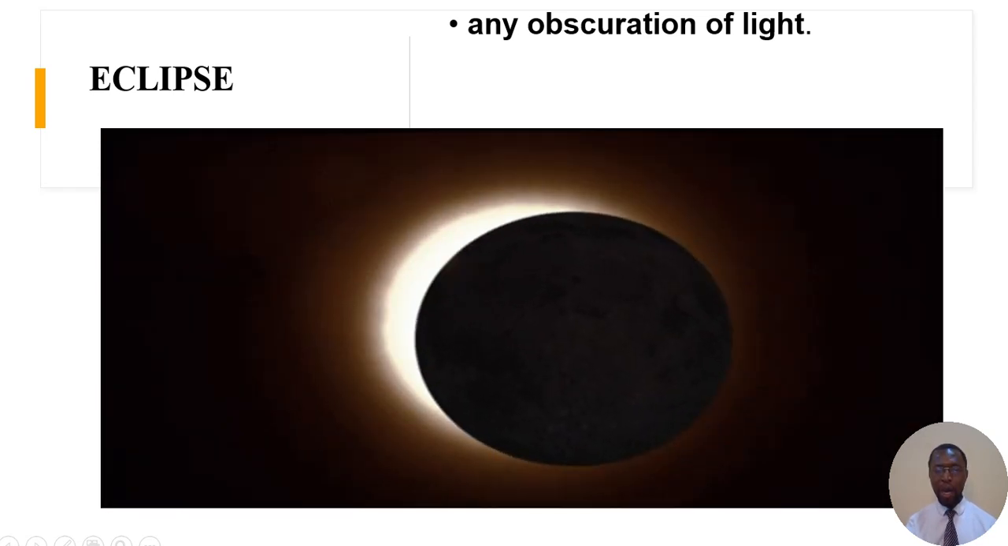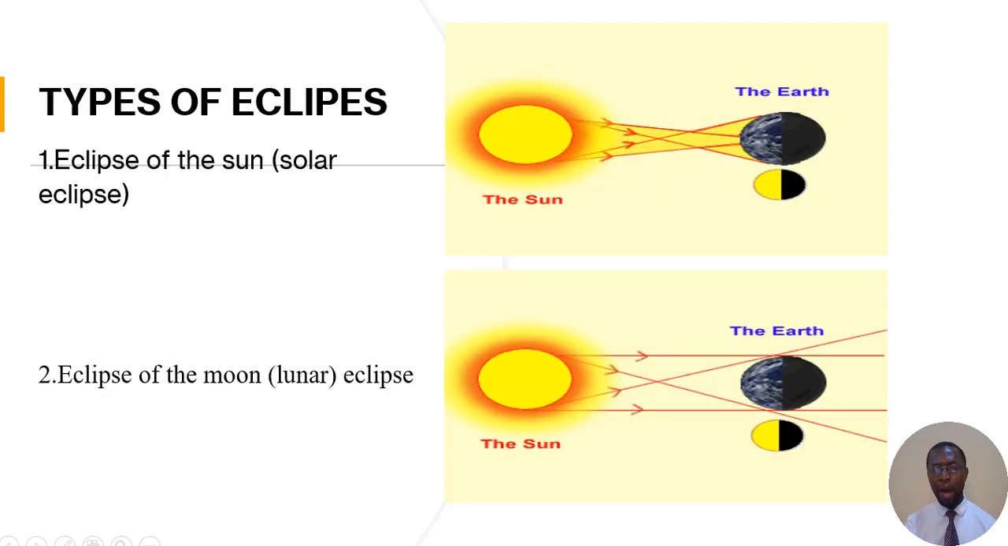And this eclipse is of two types. Now let's see the two types of eclipse that we have. The first type of eclipse we have is known as the eclipse of the sun, also called solar eclipse. While the second one is known as the eclipse of the moon, or what we call the lunar eclipse. Now, how does the solar eclipse occur, or how does it work? Now, look at this diagram here.